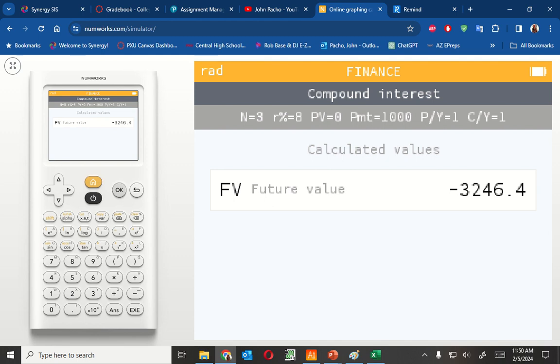Your number's wrong. The interest rate is 5 instead of 8. Let me see. Get back. There we go. Okay, 8. Your payment is only 100.